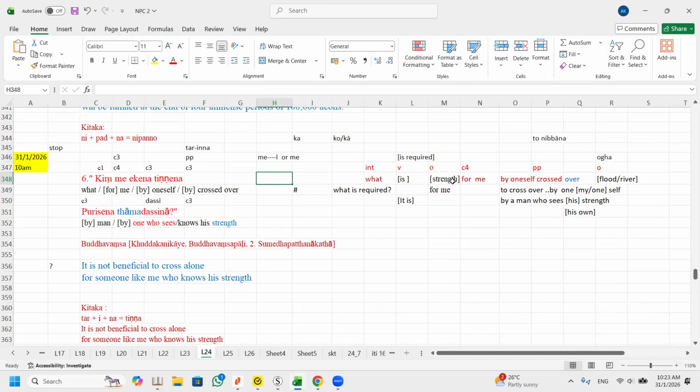So when you take this line and combine with this, technically you get the second line. Can you see this word? One who sees. Okay. What is one who sees? So here is see. It means one who sees his strength. Technically, this line means one who.